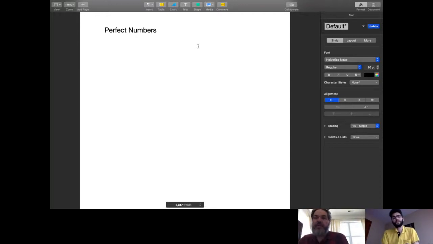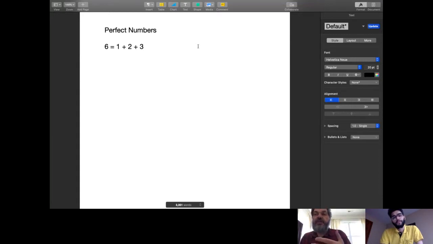A perfect number is a number like 6. Let's say 6 is a perfect number because 6 equals 1 plus 2 plus 3, and 1, 2, and 3 are all the divisors of 6 less than 6. Again, 3 is a divisor because 6 divided by 3 is an integer. 4 is not a divisor of 6 because 6 divided by 4 is not an integer. So we can say 6 is a perfect number.